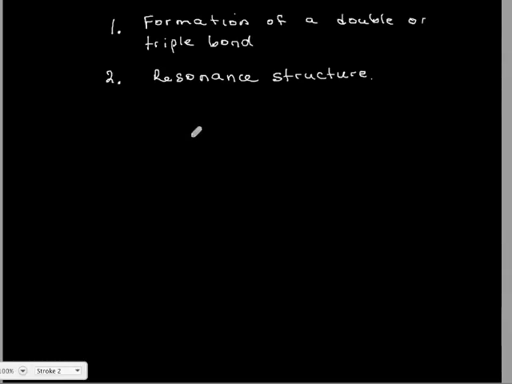In this video, we will explore two concepts: the formation of a double bond and the resonance structure. Now let's go back to the carbon atom for a minute, and we'll use the example of a carbon atom to explore the hybridization and the formation of single, double, and triple bonds.